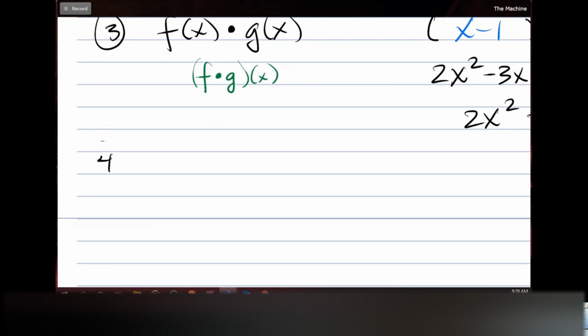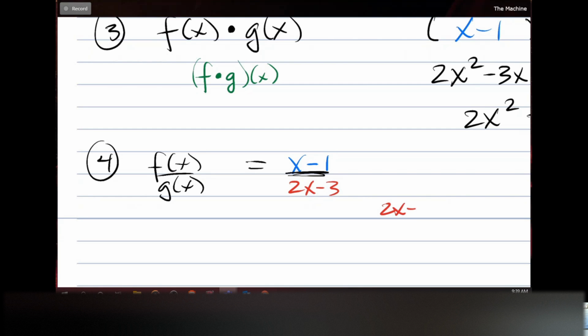That one, I feel like that's the hardest. You can do F of X divided by G of X, which in this case is going to be the blue one, which is X minus 1, divided by 2X minus 3. But we have to say here that 2X minus 3 can't be something, because it's a denominator. Can't be what? Can't be 0.